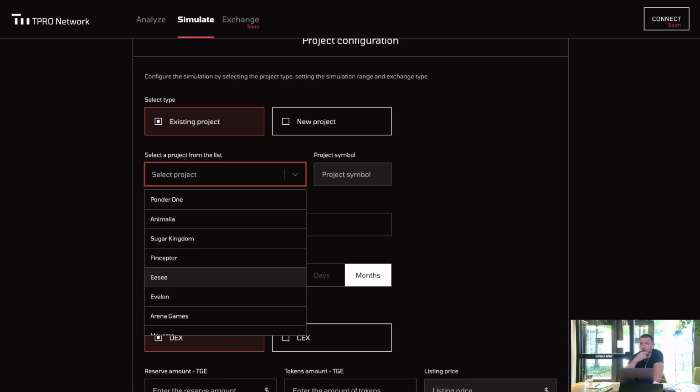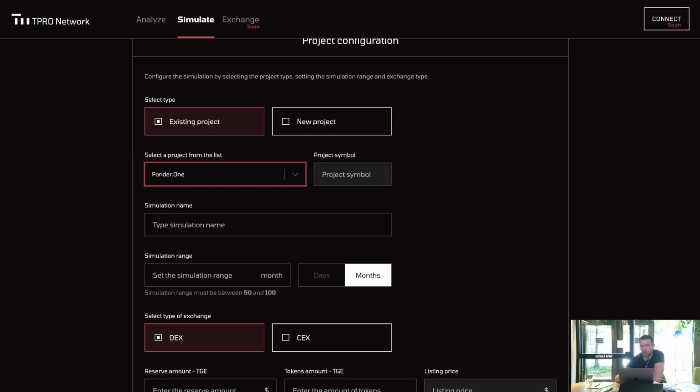In the next iteration, of course, we would like to have as many projects as possible that are already on the market, even if they didn't have a simulation on our platform yet. That's why we need to connect this on-chain data, so we can also pre-populate this information in the form for you. For now, this is what we have.